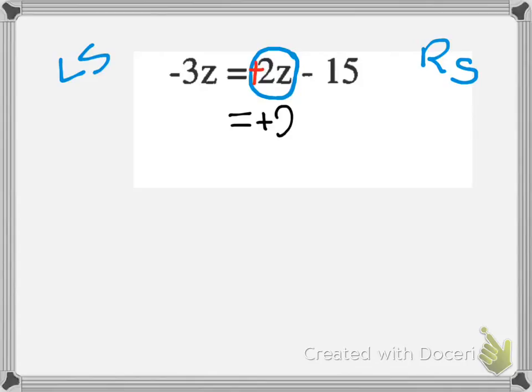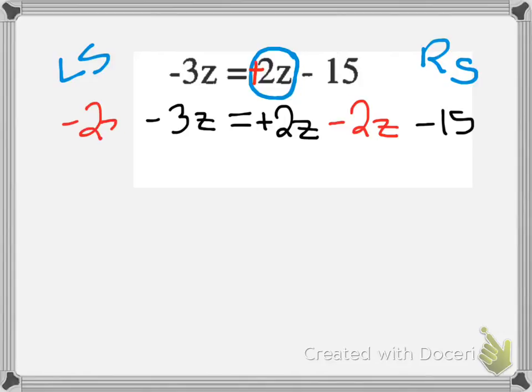So we have our positive 2z. We want to get rid of it, so we're going to subtract 2z. And then we still have our negative 15 there, and we have negative 3z on the left side. So we have to keep the equation balanced. If you subtract 2z on the right side, you have to subtract 2z on the left side. Now the meaning of the equation is still the same because we've kept it balanced.